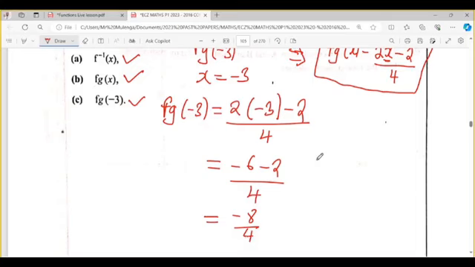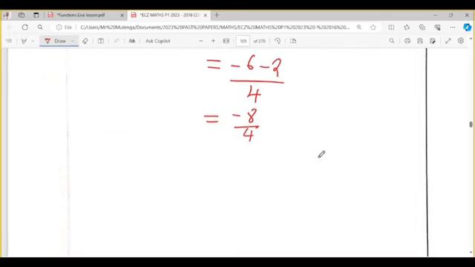So we have negative 8 over 4. It's just a matter of dividing: 4 into negative 8 goes 2 times, so we get our answer as negative 2. So this is our answer. Let's look at another example on how we can work out a composite function. Then I'll give you a question that you can try.